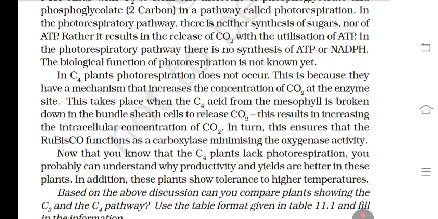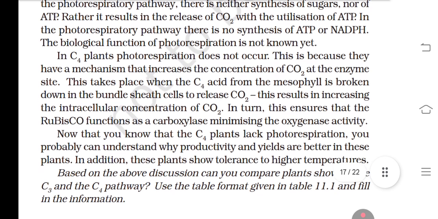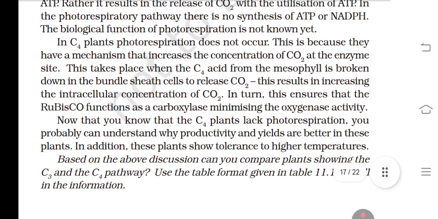There is neither synthesis of sugar nor ATP; rather, it results in the release of carbon dioxide with the utilization of ATP. In the photorespiratory pathway, there is no synthesis of ATP or NADPH. The biological function of photorespiration is not known yet.